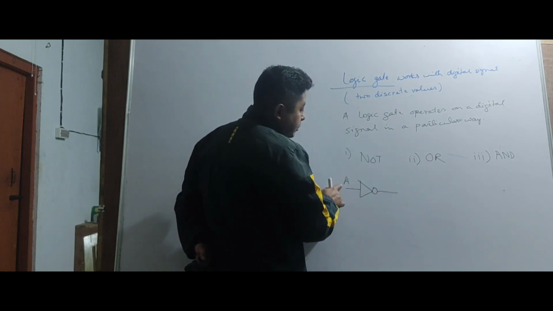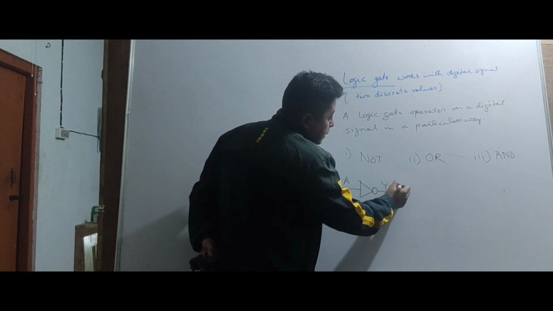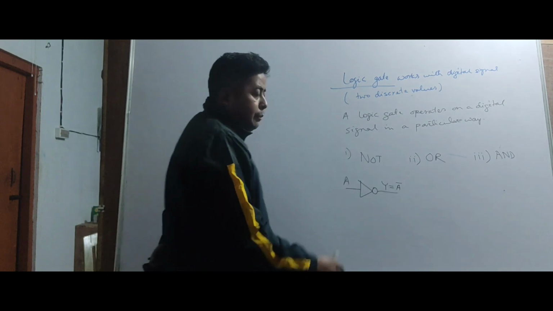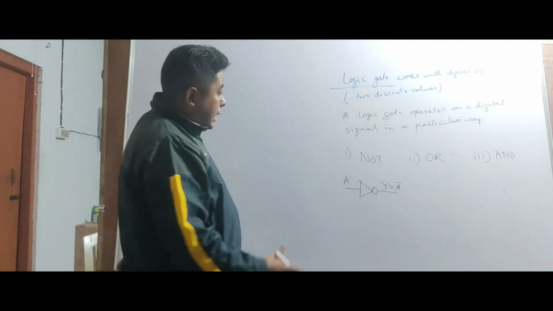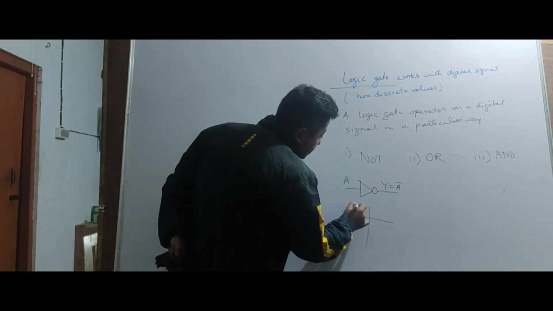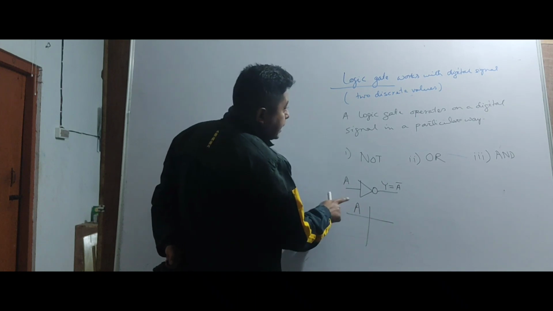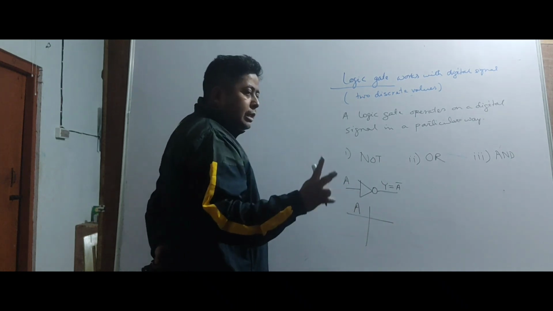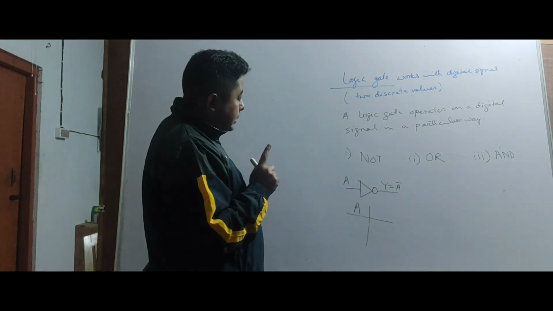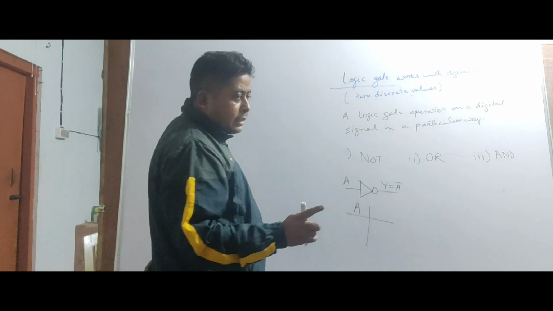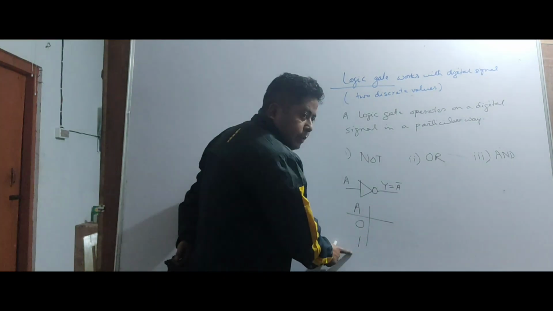A is the input and the output we write as Y. For the NOT operation, the symbol is this. If you put a bar, that means you are taking a NOT operation. Since this is digital data, only two values are possible. We denote these two possibilities as 0 or 1. 0 is one level, 1 is another level.